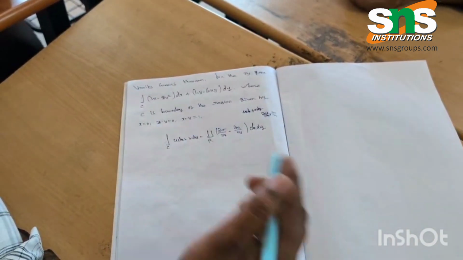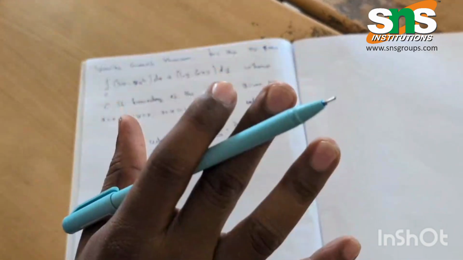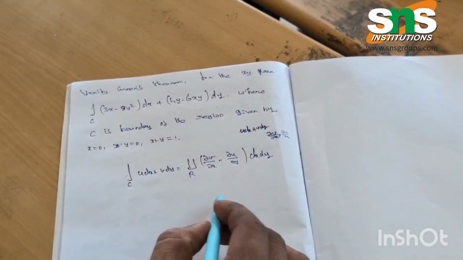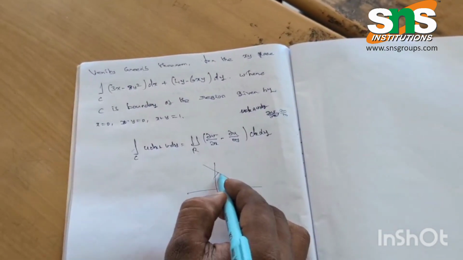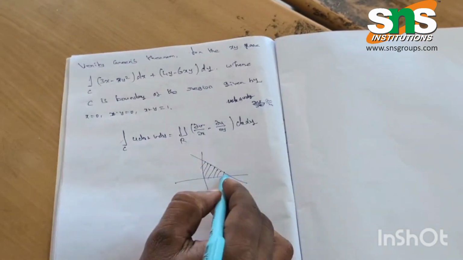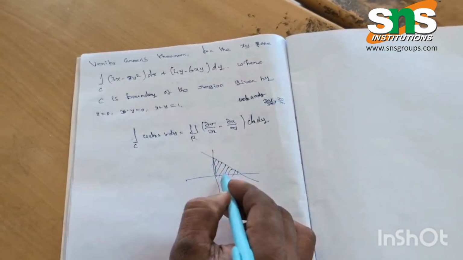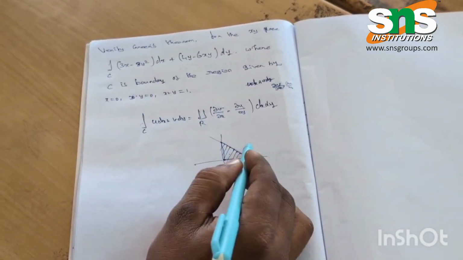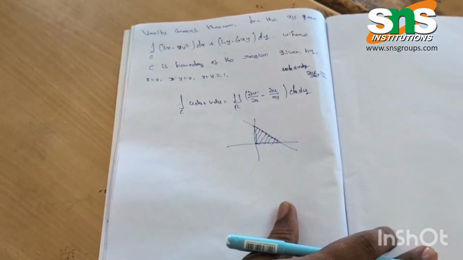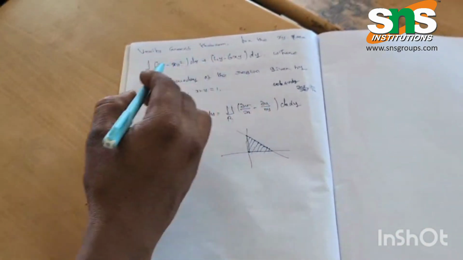The area is equal to the sum of the length of the outer line of the region. For example, you can find some area like this. This area is equal to the sum of the outer line: this line plus this line plus this line. The area equals the sum of this outer line. This is the statement of Green's theorem. So now we can verify Green's theorem for the given problem.